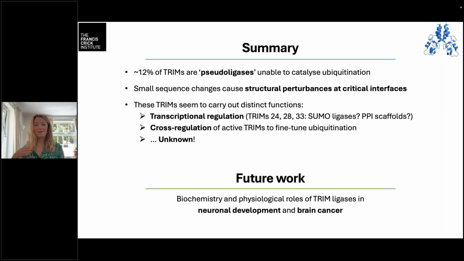I just thought a bit of a sidebar at the end. I'm currently moving on from this paper, which we published earlier this year. And I'm now trying to understand a bit more about how TRIM ligases work functionally. And to do this, I'm focusing on the brain and using some cell models of the brain to look at how TRIM biochemistry translates to physiological roles in neuronal development and also in brain cancer. And this is something I want to focus on as I start to take myself further towards being independent, and I'd like to start my own group along those lines.